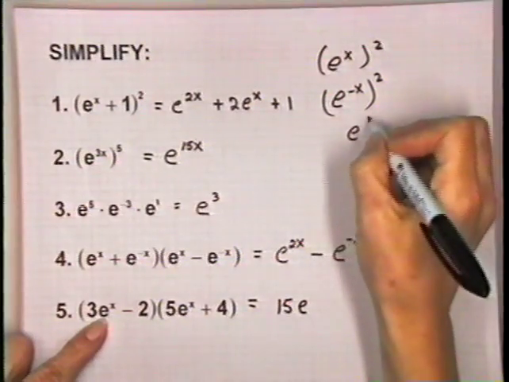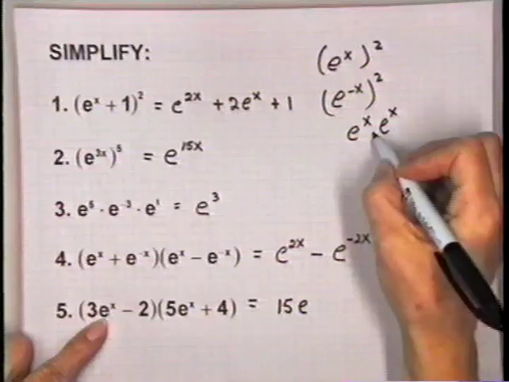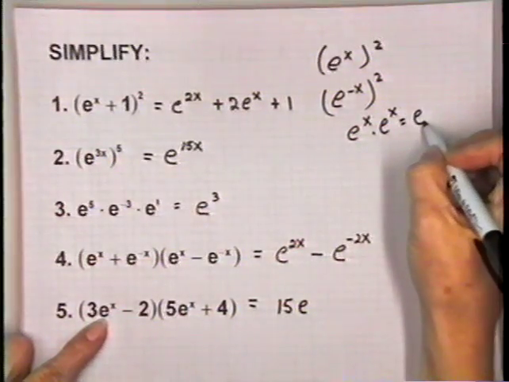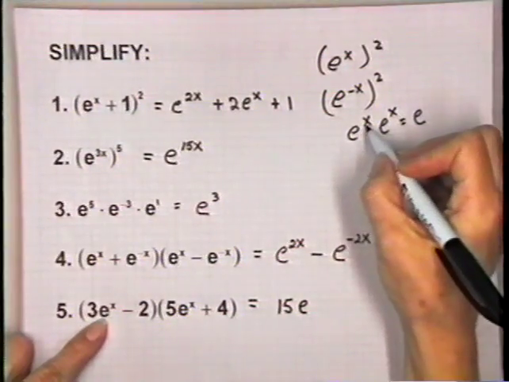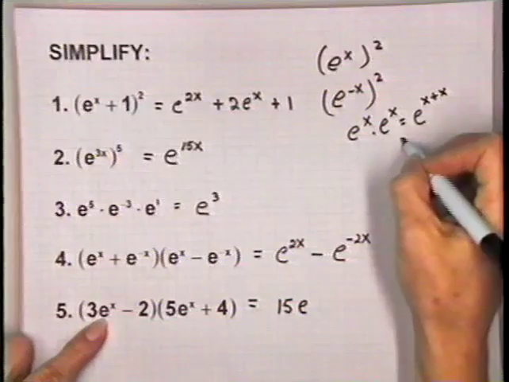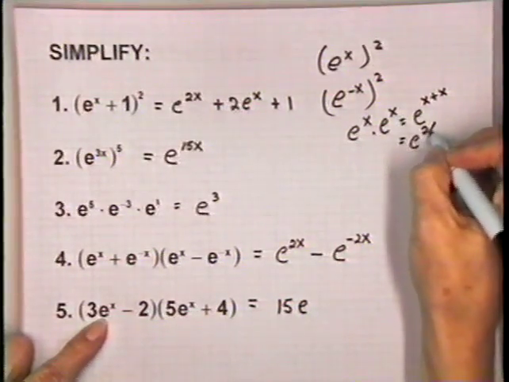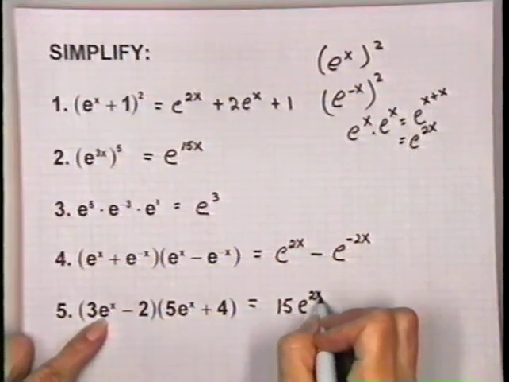Let me write that up here for you. E to the x times e to the x. When you multiply, you write down the base and you do what with exponents? You add them. What is x plus x? Let me write it down for emphasis. Well, we know that x plus x is just 2x, isn't it? So I'm going to get e to the 2x here.